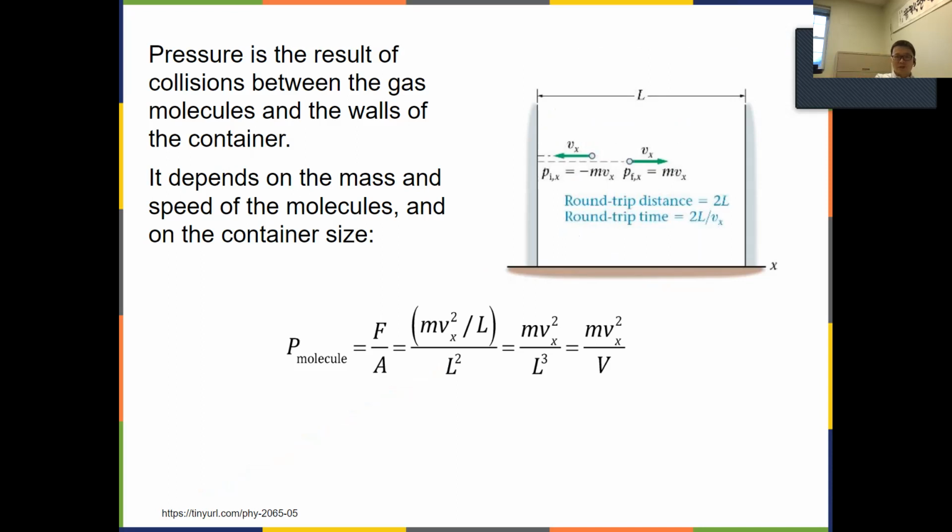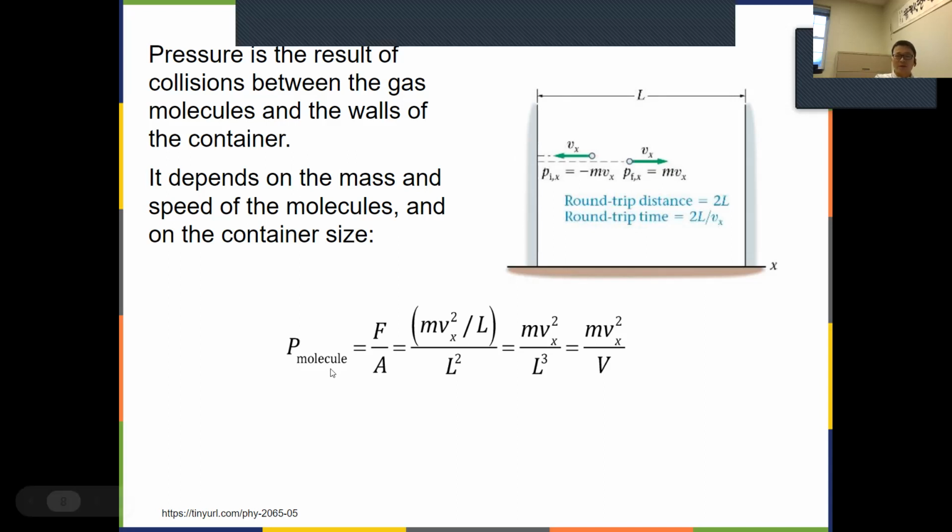For a particular molecule, we are going to assume this is a cubic container with each side being L, to simplify our derivation of the relationship between the quantities, microscopically and also macroscopically. The pressure exerted by a single molecule on the wall, on average, should be equal to the force it exerts on the wall divided by the area. According to Newton's third law, the force the molecule exerts on the wall is equal in magnitude to the wall's force on the molecule.